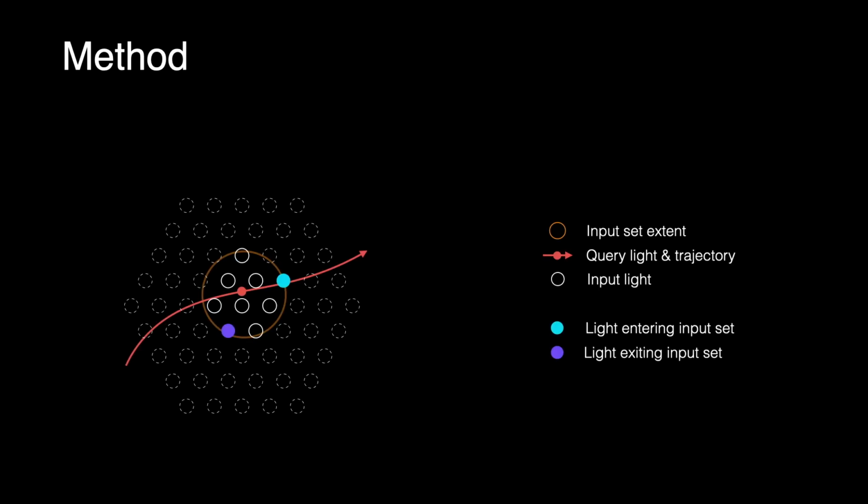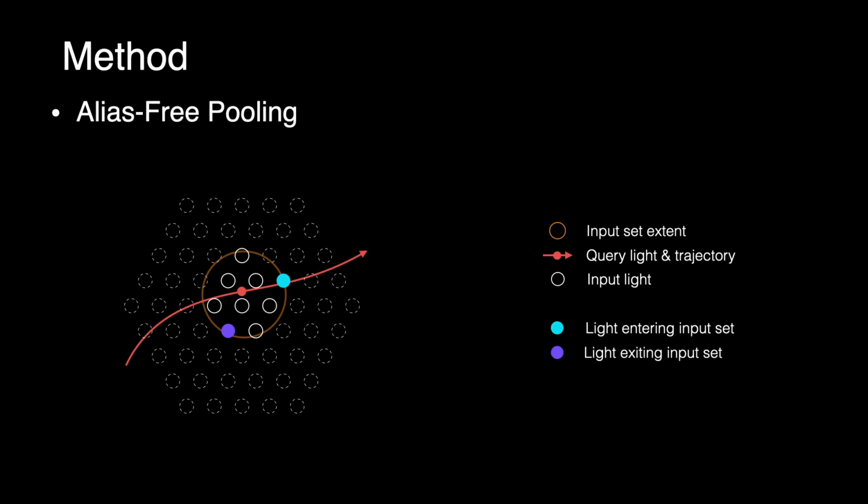Another problem is that during test time, our input set is dynamic. As shown here, when the red dot, the query light direction, moves, the blue light will enter the input set and the purple light will exit the input set. This abrupt change in the input will result in sudden change in the prediction image.